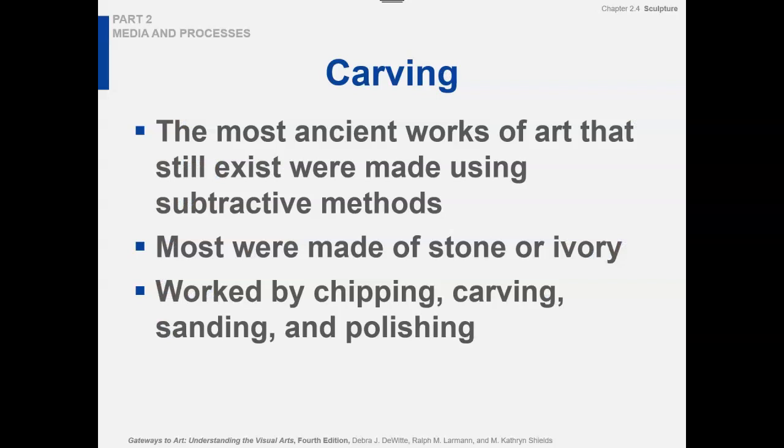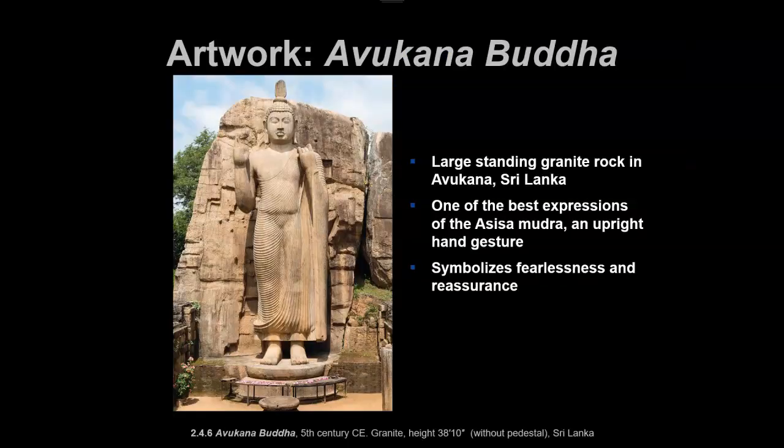Another method of sculpture is carving. If you think about the idea of removing something when you carve, that's why they call it the subtractive method. These are pieces made of stone, ivory, or wood, and you are just chipping and carving away, sanding and polishing. So this would be an example of a carving.